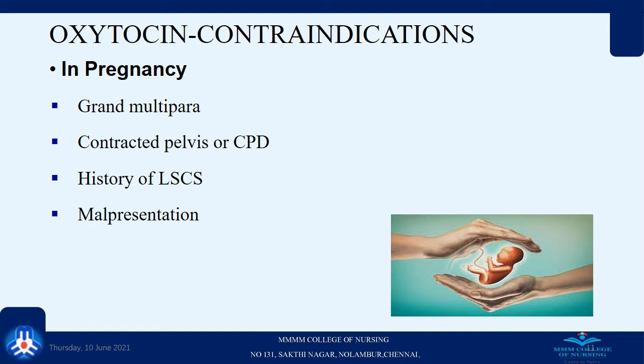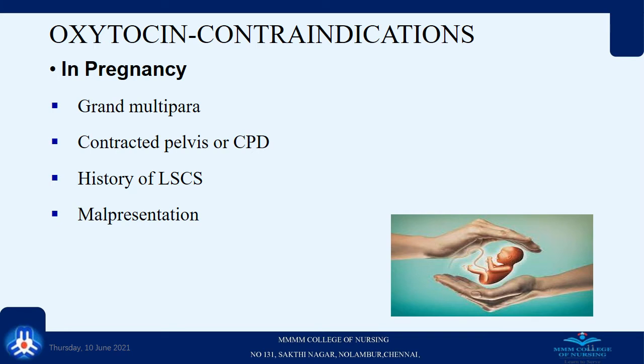In those conditions the uterus and the muscles will be weak in nature. So if you are administering oxytocin, the uterus will be acting fast and there will be rapid contractions, which leads to rupture of the uterus also. So in grand multipara, it is contraindicated to administer the oxytocin.